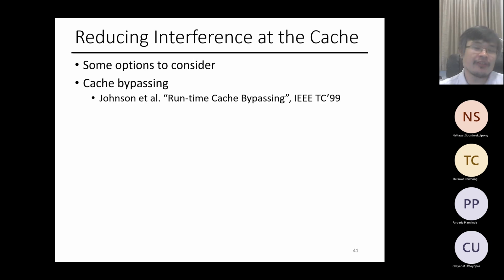To reduce interference, there's also cache bypassing. Basically, if you know that the application doesn't really benefit from the cache, go straight to the memory. Don't use the cache. This would yield the cache space for other applications, right?